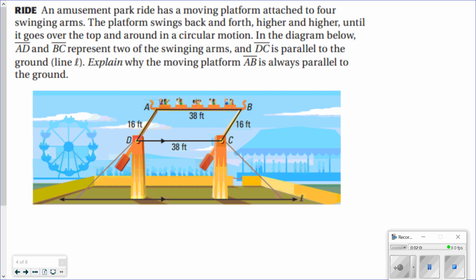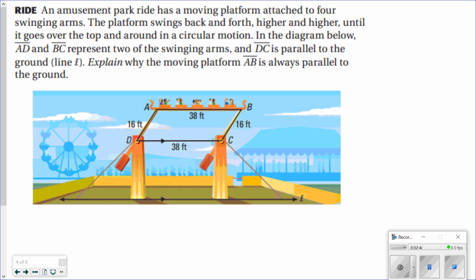An amusement park ride has a moving platform attached to 4 swinging arms. The platform swings back and forth, higher and higher, until it goes over the top and around in a circular motion. In the diagram below, segment AD and segment BC represent 2 of the swinging arms, and DC is parallel to the ground line L. Explain why the moving platform, segment AB, is always parallel to the ground.